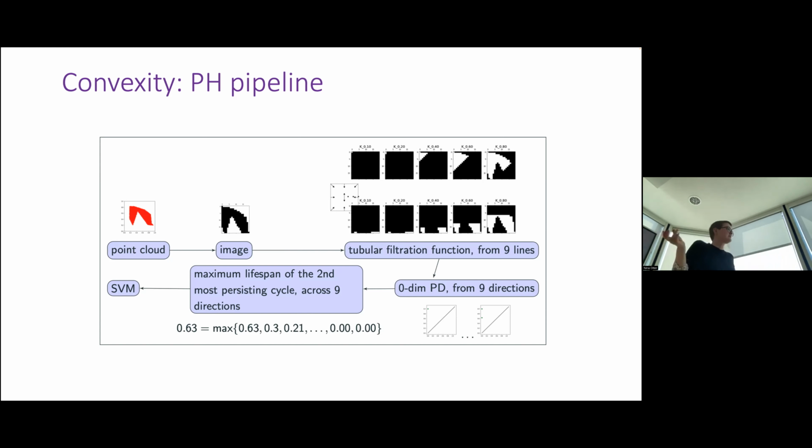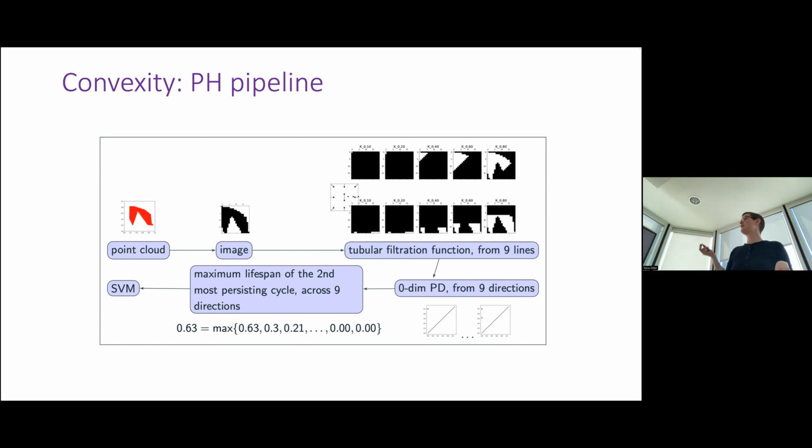And yes, in practice, it might be the case, and I will show you some examples, for which these 9 directions are not sufficient. But here we didn't have that many examples for which it would fail, and one can always take higher resolution images or more directions and so on. So what we did is we considered these 9 different lines for which we took the filtration, and then we considered just persistent homology dimension 0, just the components.